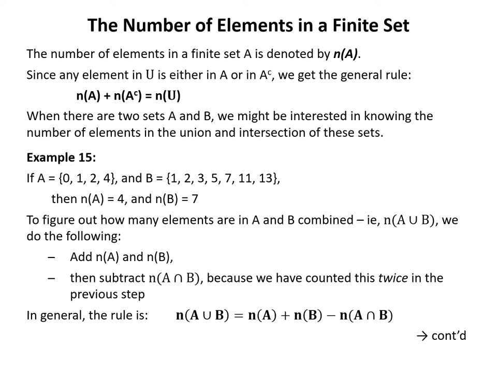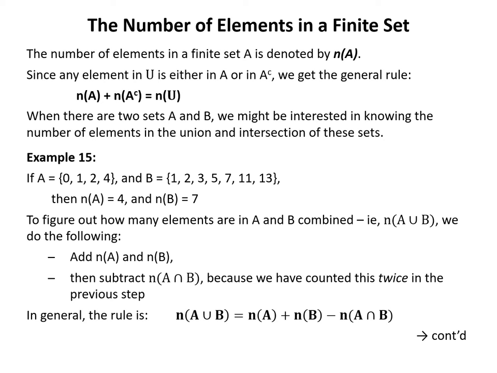The number of elements in a finite set A is denoted by n(A). Now, since any element in a universal set is either in a set A or not in A, which is called A complement, we get the general rule that the number of elements in A plus the number of elements in A complement must equal the number of elements in the universal set. Now, when there are two sets A and B, we might be interested in knowing the number of elements in the union and intersection of these sets.